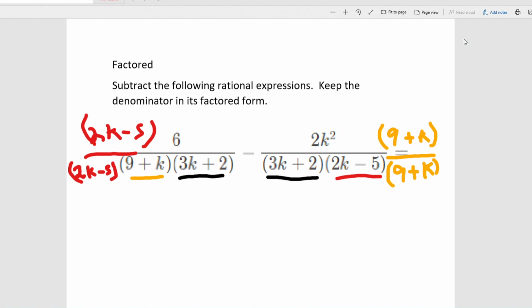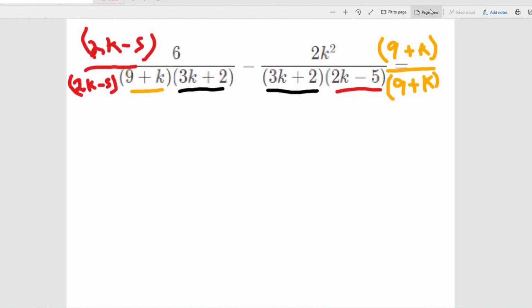So I'm going to just write my denominator and then write the top. It's going to look ugly, but actually, I'm just going to write the denominator for now. We'll fill in the top as we go. So the denominator, notice each of them have the same stuff. They both have a 2k minus 5. Order doesn't matter with multiplication, so they both have a 9 plus k.